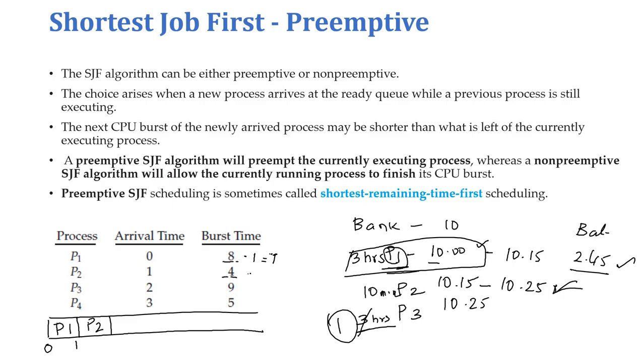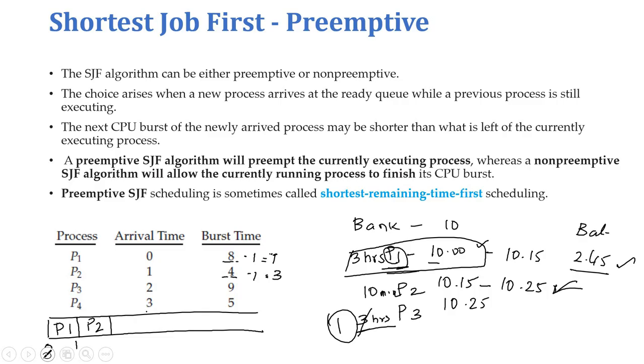Now 1 minute is complete, so the balance execution time is 3 for P2. P3 is arriving at the time of 2. Now we check the burst time of P3, P2 and P1. Which one is lesser? The burst time is less for P2, so we do not preempt this process. P2 is going to continue its process.